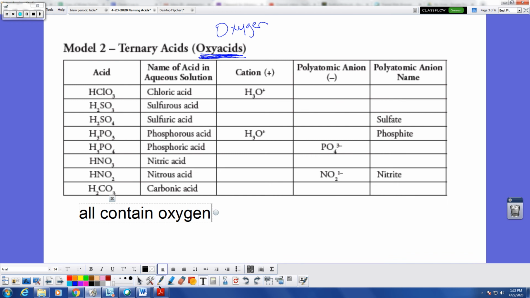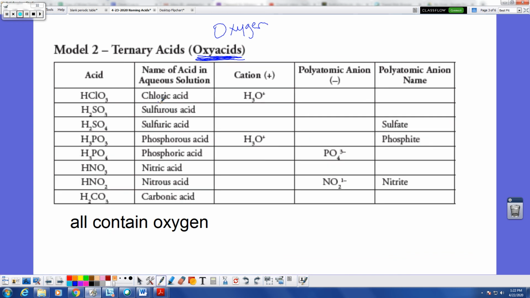We have chlor, we have sulfur, phosphor, nitri, carbon. Okay, again, carbon is like sulfur. You use the whole word. Okay, so cations always have to be hydrogen.